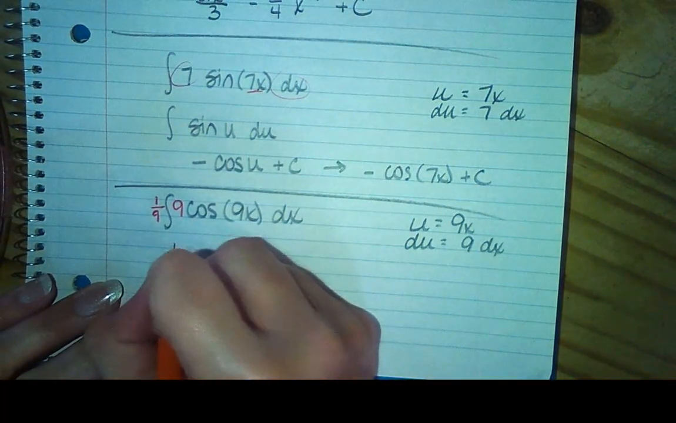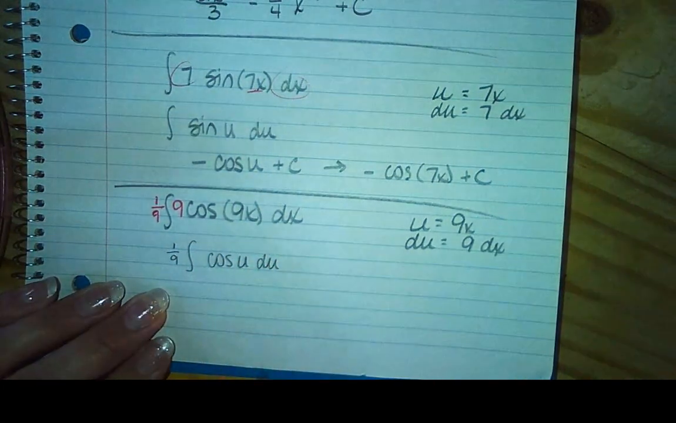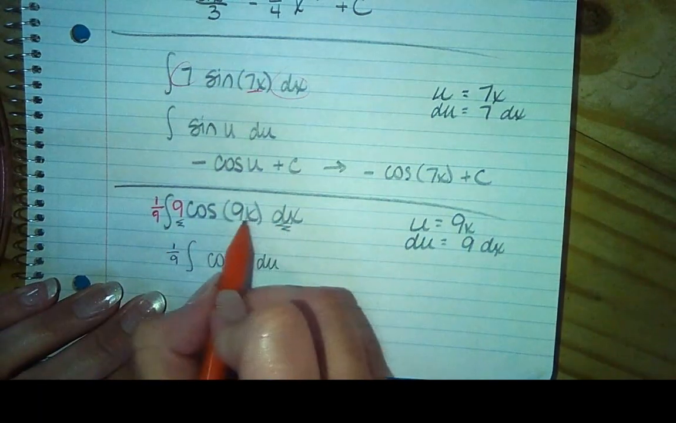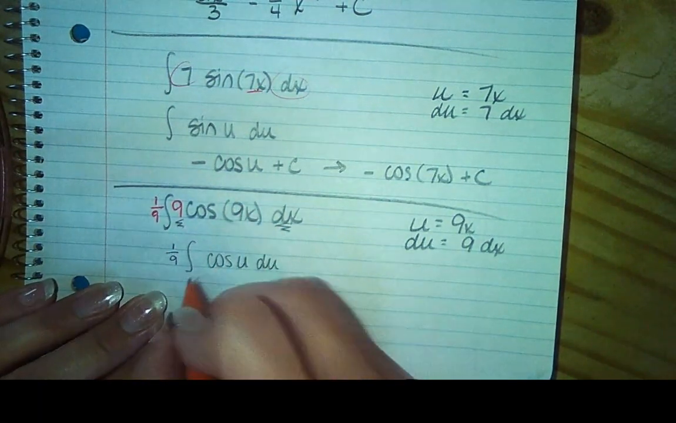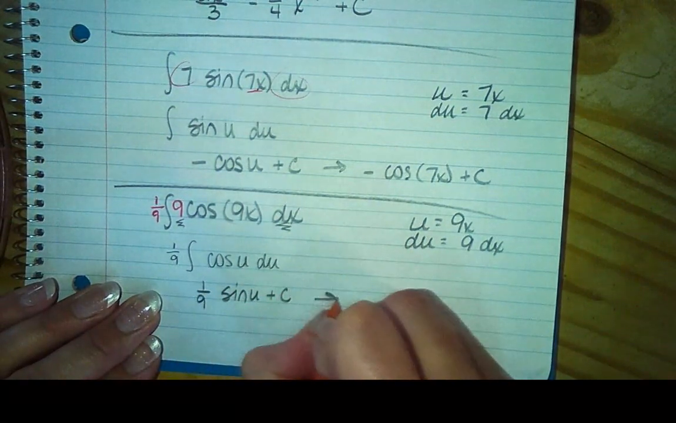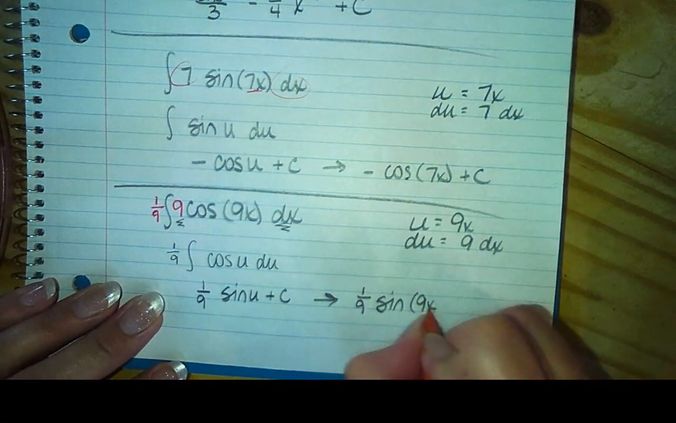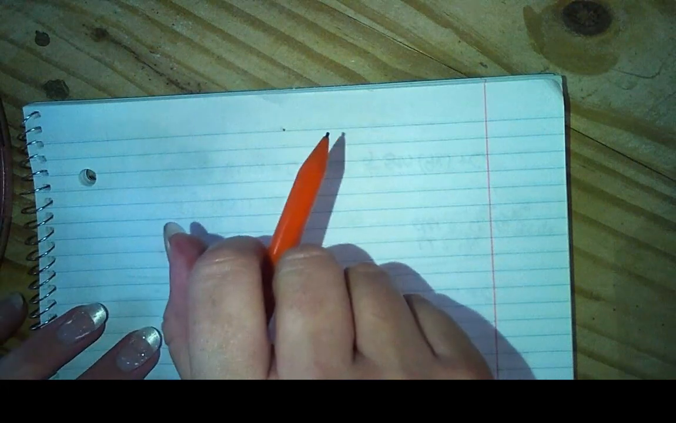So now when I repackage this, I get 1/9 times the cosine of u du. Here's your du, and there's your u. And the integral of cosine is sine. So 1/9 sine u plus c, which will become 1/9 the sine of 9x plus c. Oh no, I'm out of paper. All right, a couple more. And then I'm going to do a separate video on changing the limits of integration. Because it sounds scary, but it's actually fun.